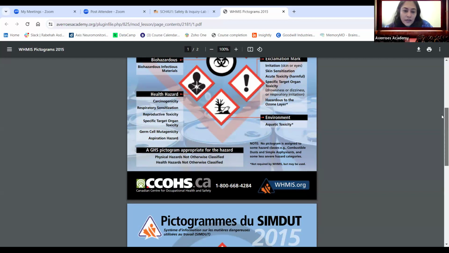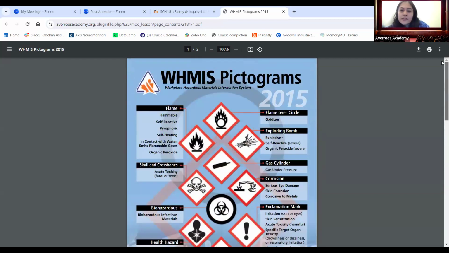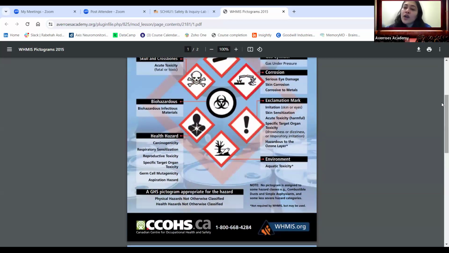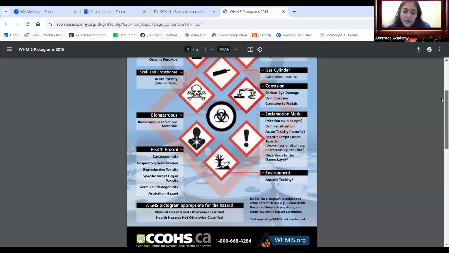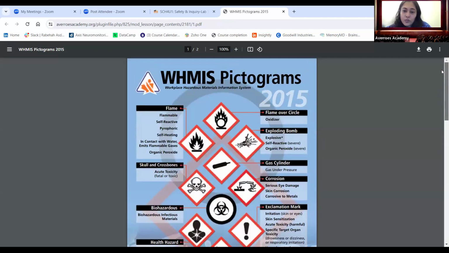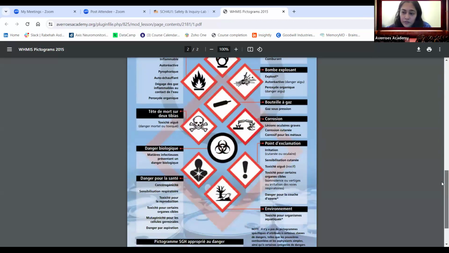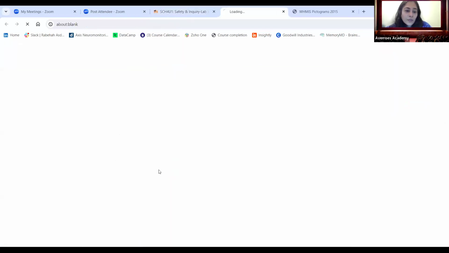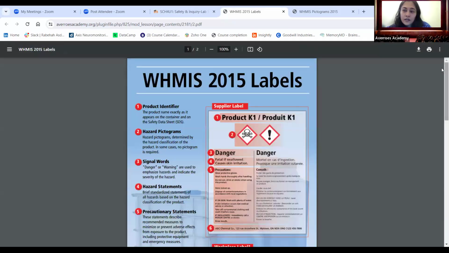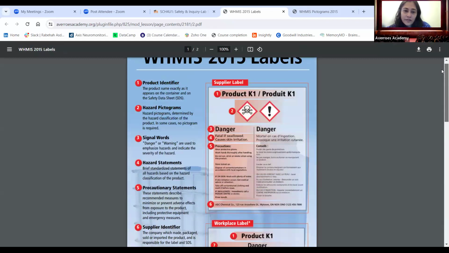So this is what WHMIS pictograms look like. And every chemistry lab and doctor's lab and things like that are basically required to have these in the labs to warn the workers that this chemical is toxic, or to just be careful. Okay. And then we have labels basically of these WHMIS.